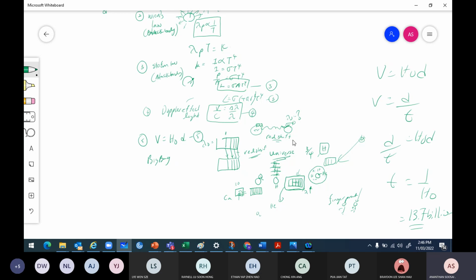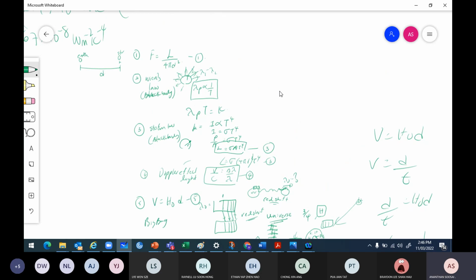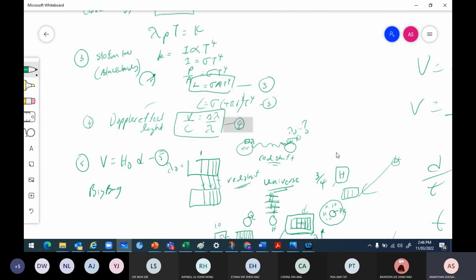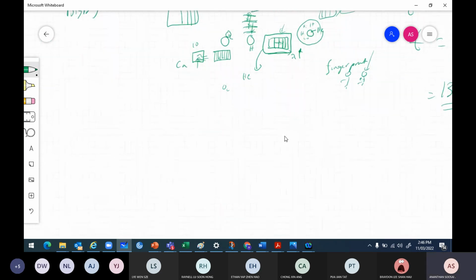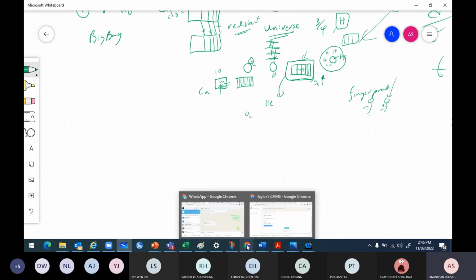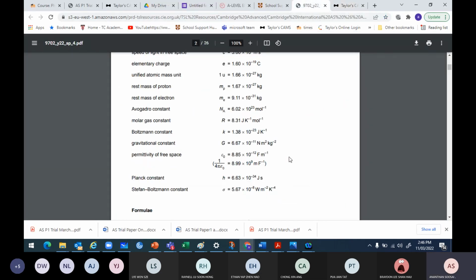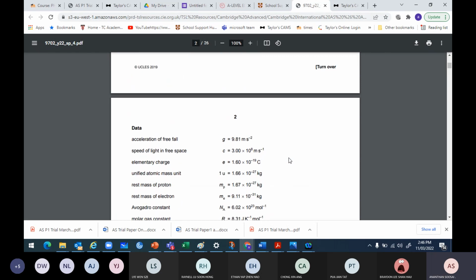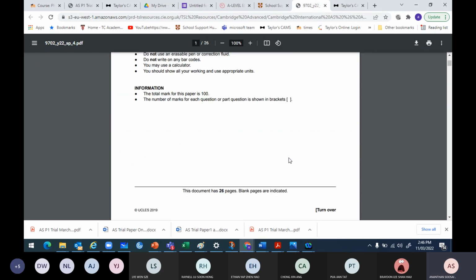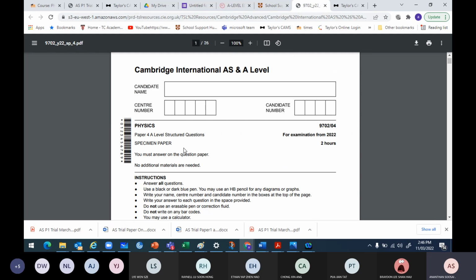Okay, so based on this, any questions, guys? Any part you don't understand? Okay, this is what we learned so far. This is the specimen paper by Cambridge.